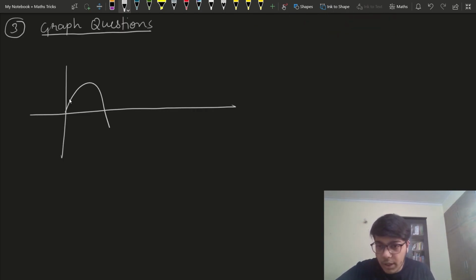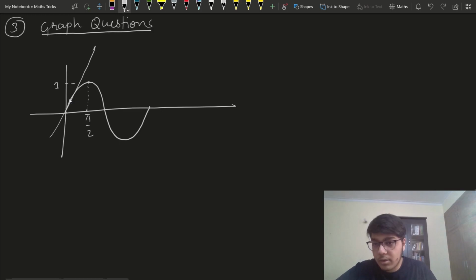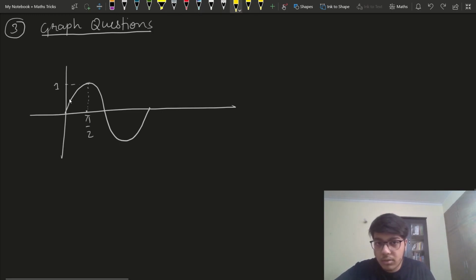Everyone knows the graph of sin x, right? So this is pi/2. This is 1. Remember that this line, in another color, this line is y = x.